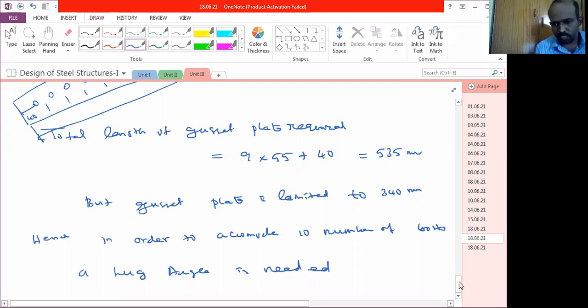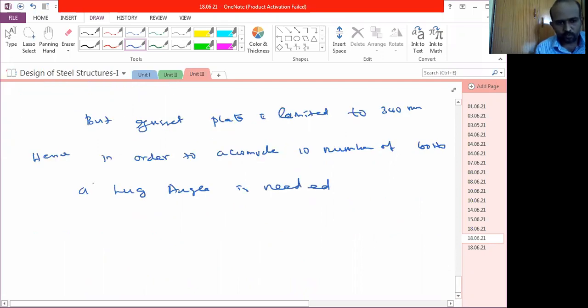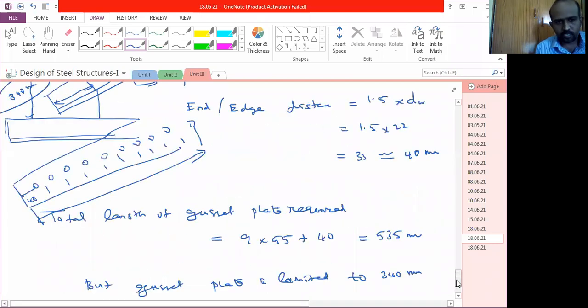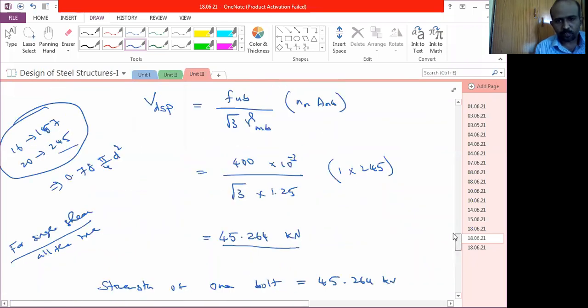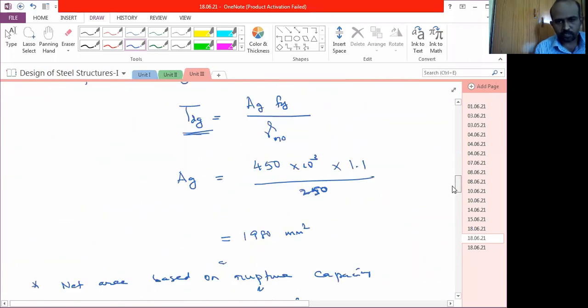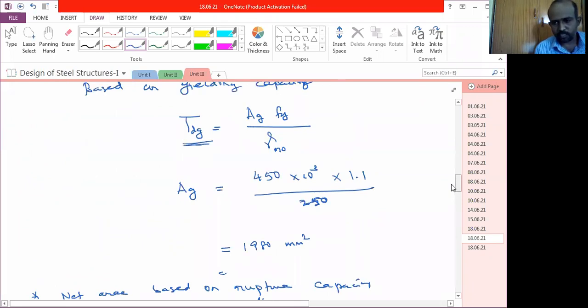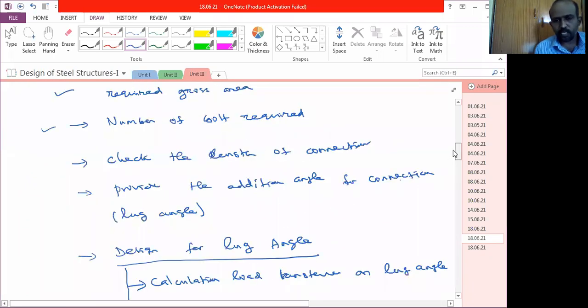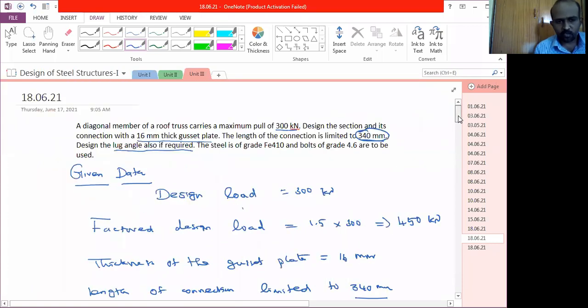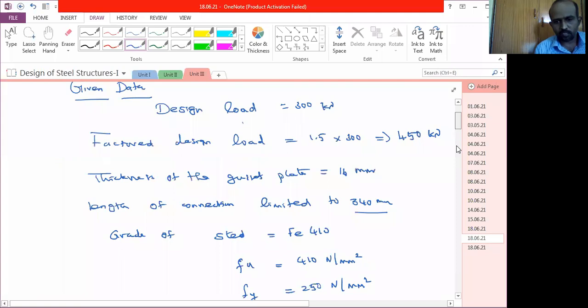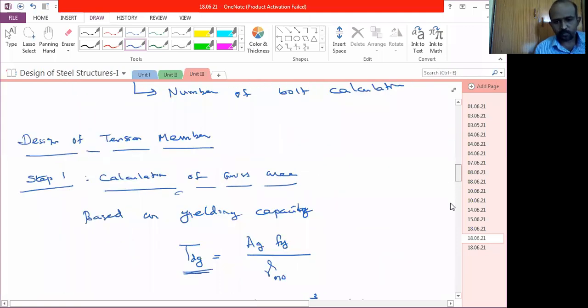How many of you are not understanding? So whether the leg angle is required or not, how to calculate? We are discussing everything step by step. This problem is different from whatever problem we discussed in the previous class. So we are providing an additional leg for the connection. For that we did this much process.